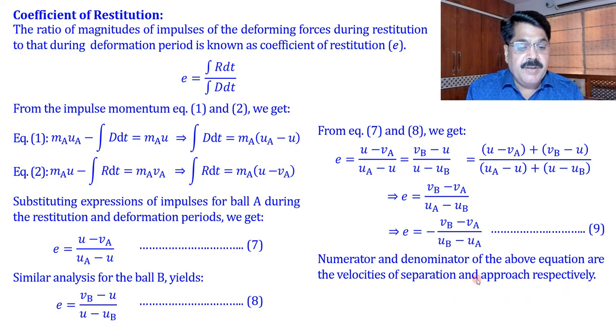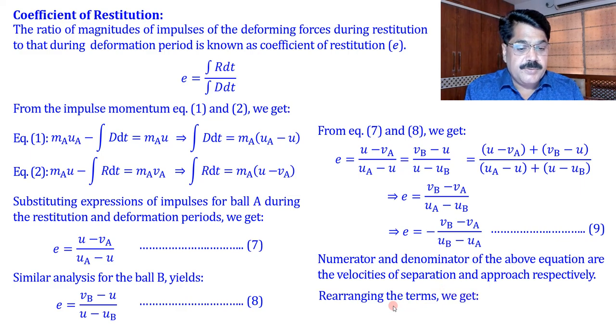So these are the very famous terms. We have understood why this is called velocity of separation and why this is called velocity of approach. And by using the relative motion idea, we can remember this equation very easily. Take velocity of separation or velocity of approach with respect to any of the balls, say ball A. So what is velocity of separation? VB minus VA. What is velocity of approach? UB minus UA. Take the ratio and put a minus sign.